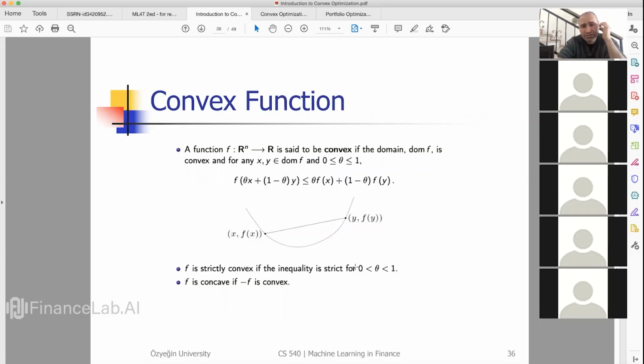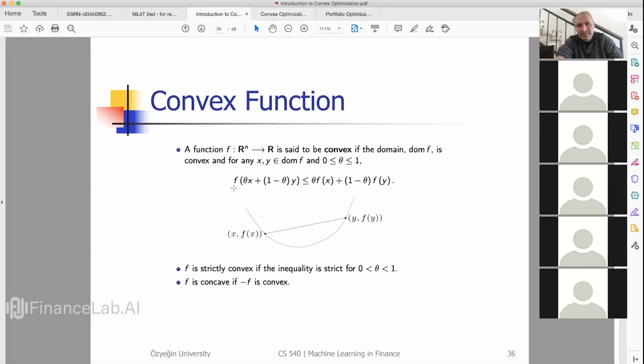And the convex function. We have seen the convex set, and a convex function is defined similarly to the convex set. A function from Rn to R is convex if, in the domain, for any combination of x and y, this equation here is satisfied. So let me draw an underline.